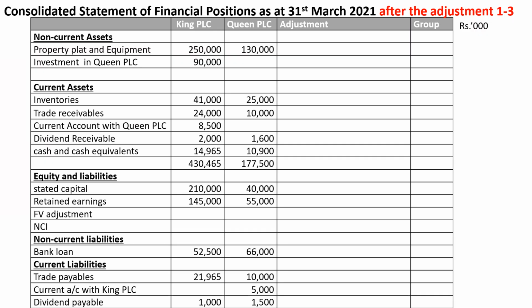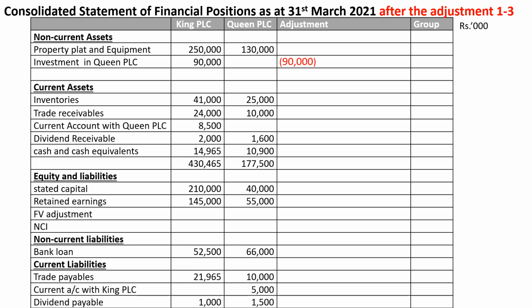Now let's look at the statement of financial position as at 31st March 2021 after the first three adjustments. So here first, as you can remember, we have to calculate the goodwill. Therefore, we have to transfer the investment in Queen Limited. So we are going to remove this 90,000.